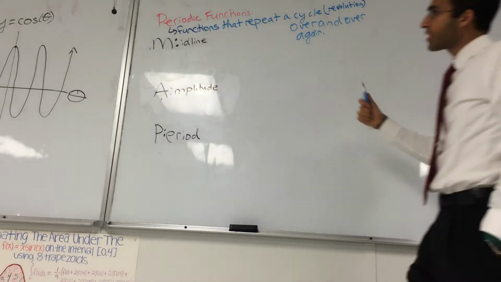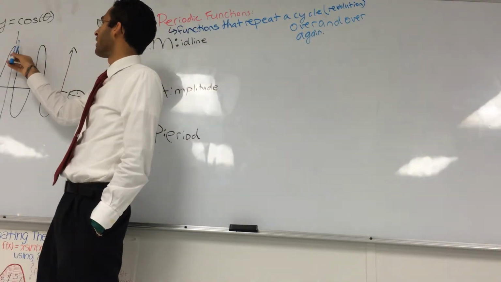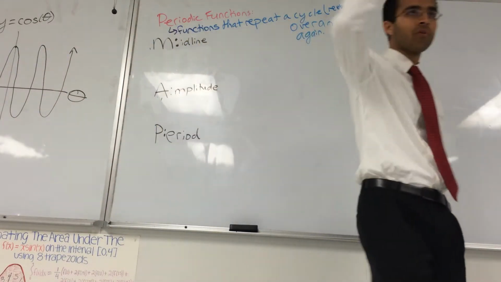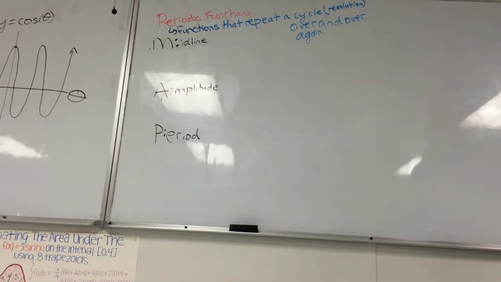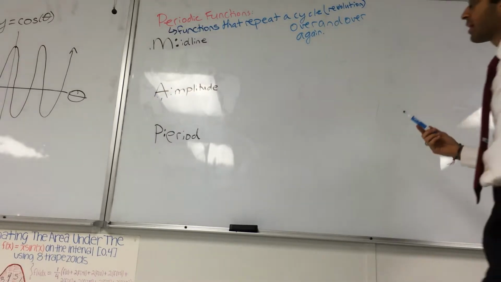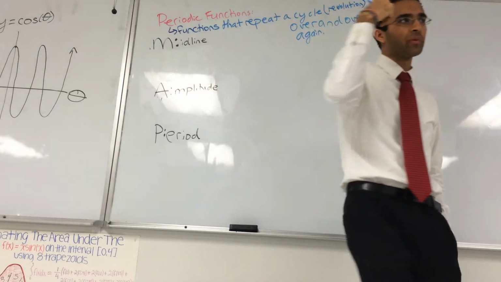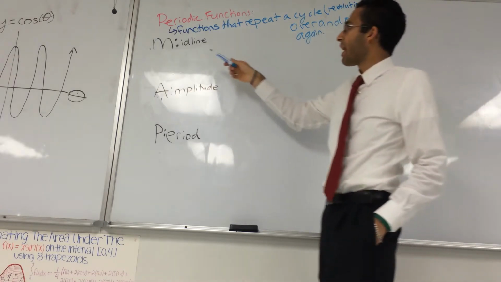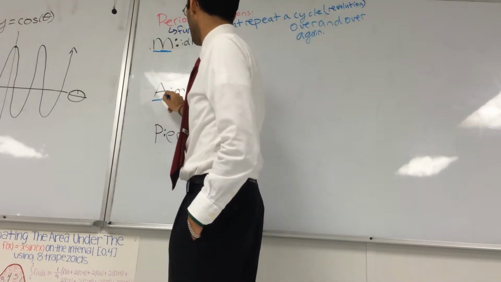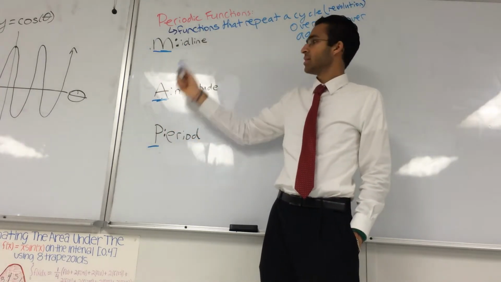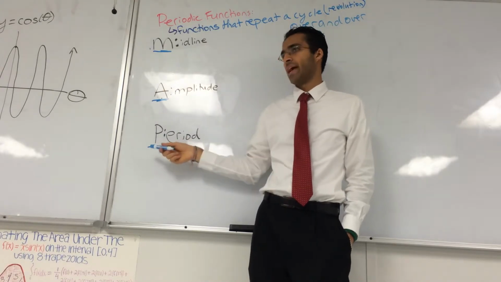And if you think about the sine and cosine graphs, they just repeat the same cycle over and over and over again. Now, within periodic functions, there are 3 important terms we need to know. They're abbreviated with the acronym MAP. The M stands for midline, the A for amplitude, and the P for period.